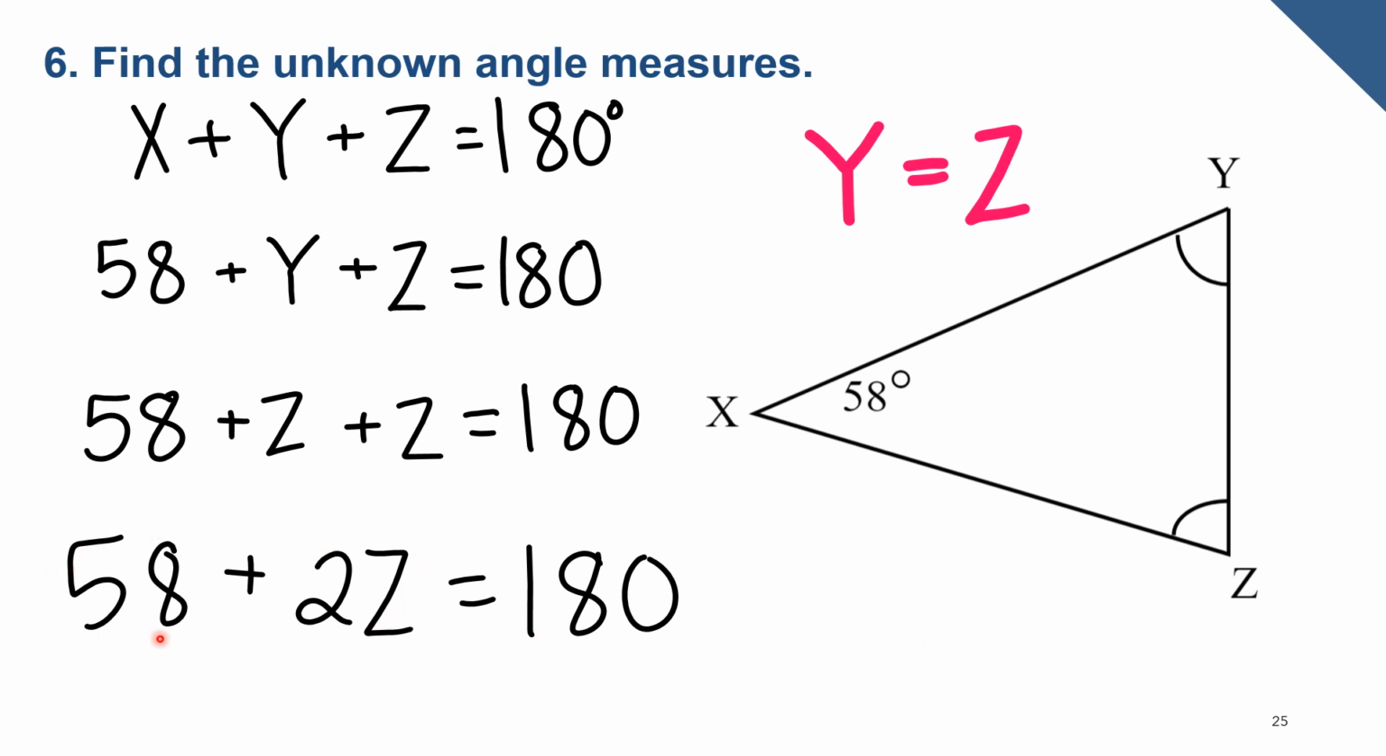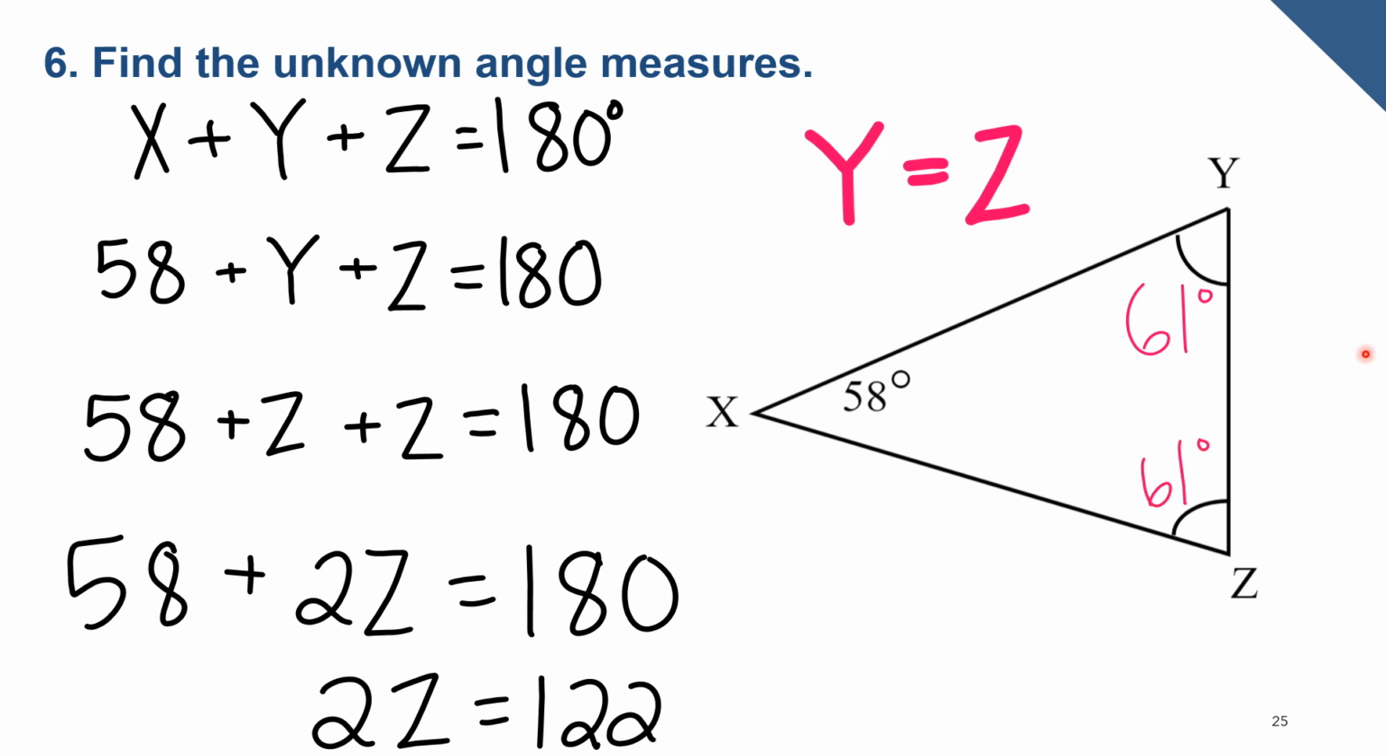So I'm going to move that 58 over. I'm going to subtract 58 from both sides. That gives me 2z equals 122. And what do you get when you divide both sides by 2 to get z by itself? What's 122 divided by 2? 61. All right, so z is 61, and so is y. They're both 61 degrees. Now you can check your answer just by adding those three angles up and making sure that they add to 180.